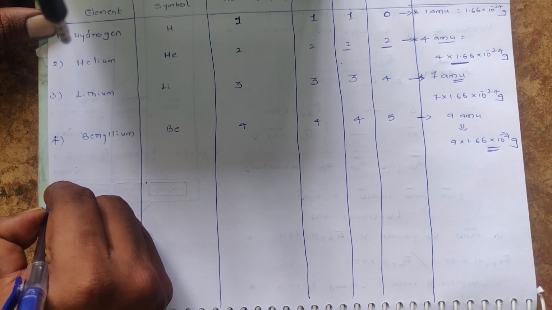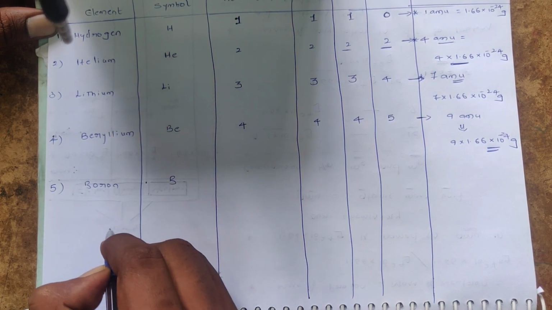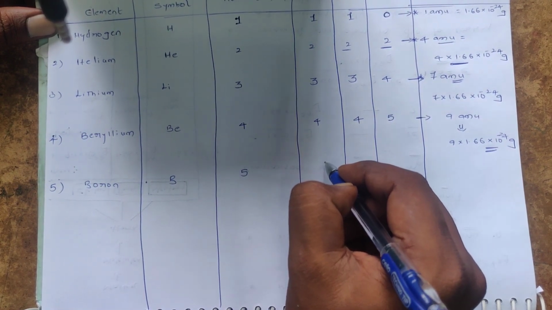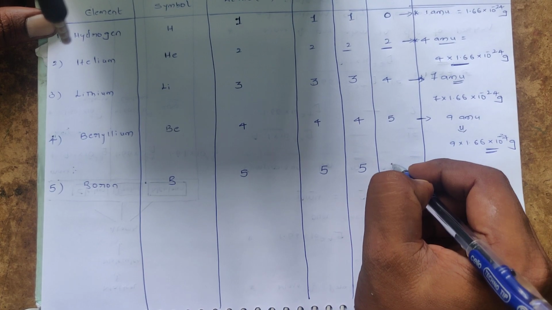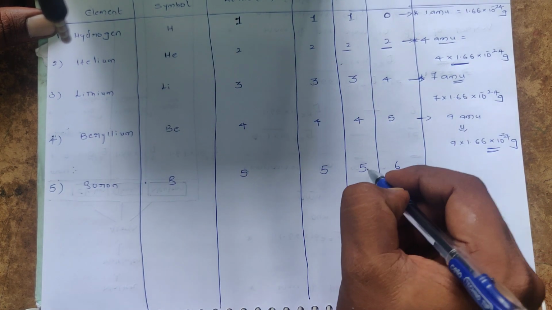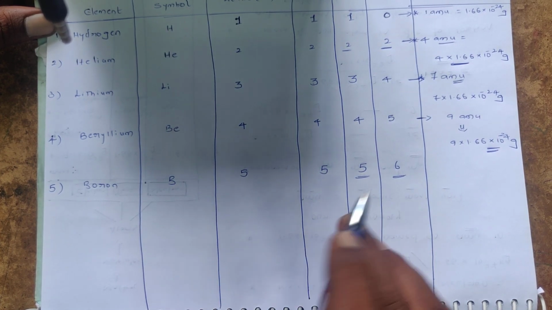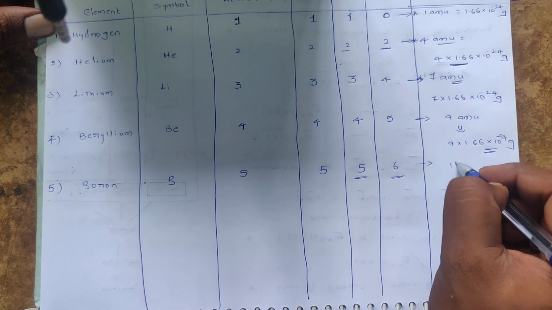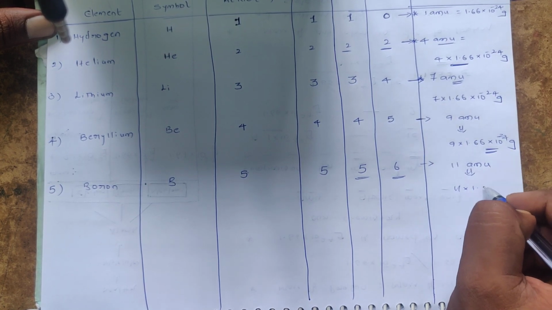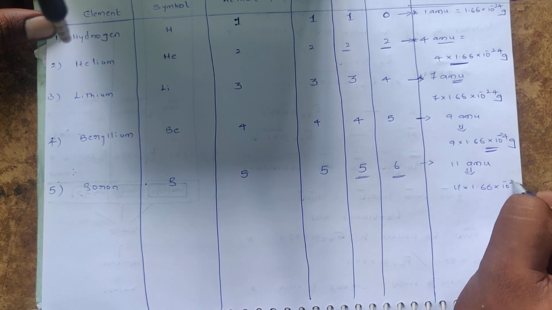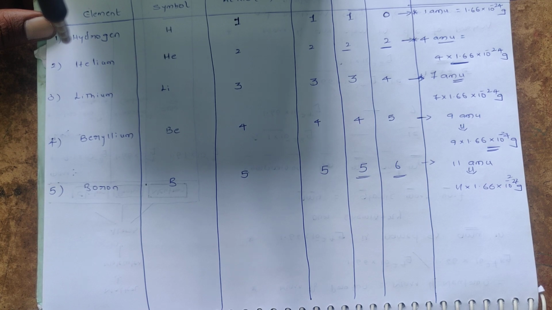Like that only, let us take one more element, boron. Here the symbol is B. Atomic number is 5. Number of electrons 5. Number of protons 5. Number of neutrons 6. So particles which are responsible for the mass of an atom are 11. Each particle mass is 1 AMU, therefore it is 11 AMU. Substitute AMU with 1.66 into 10 power minus 24 grams. This becomes the mass of a boron atom.